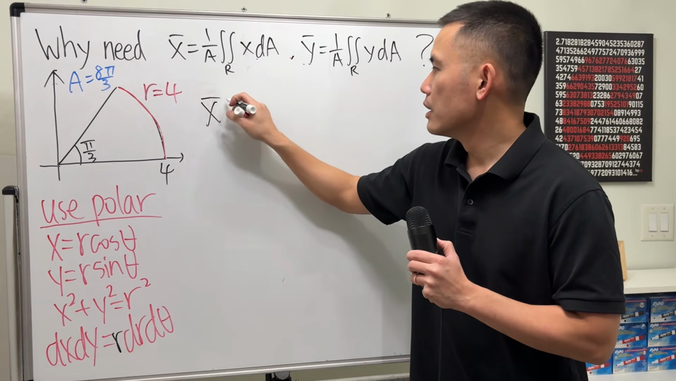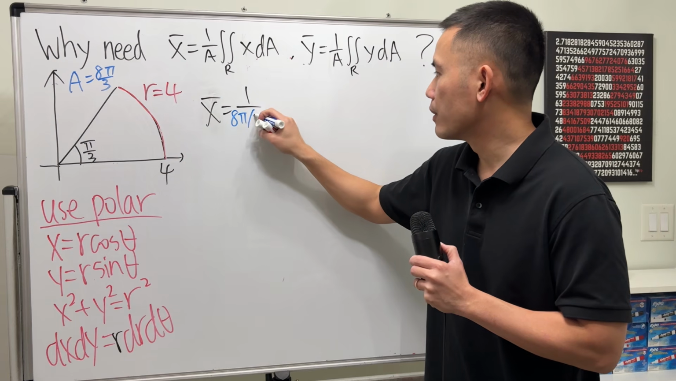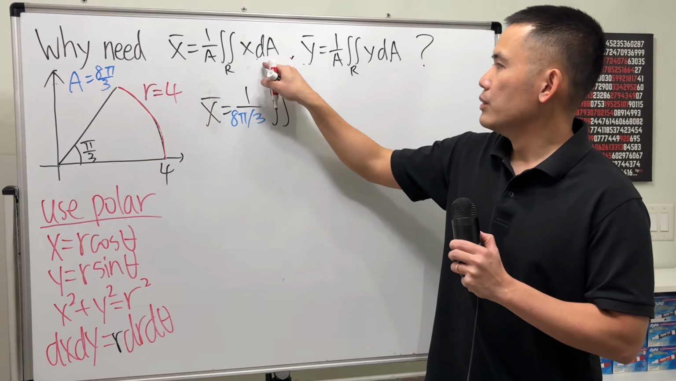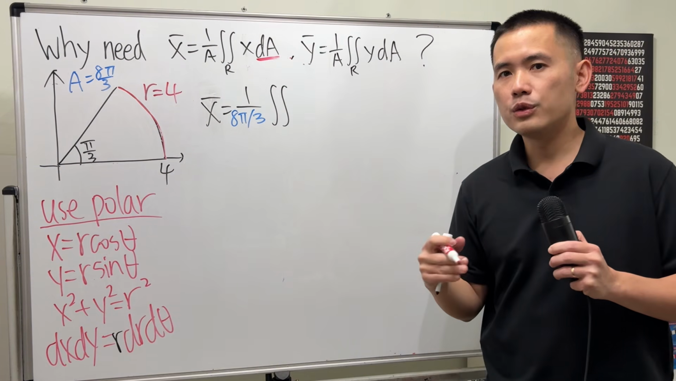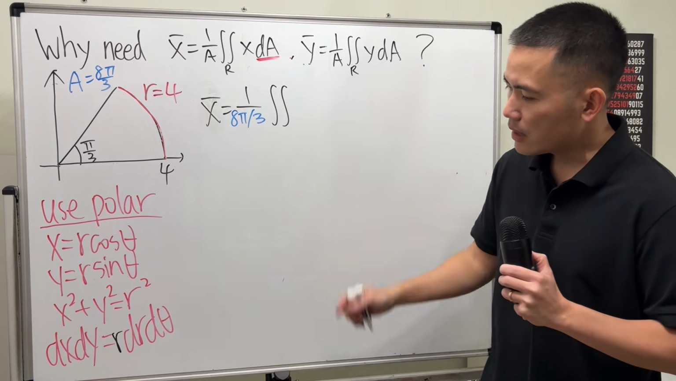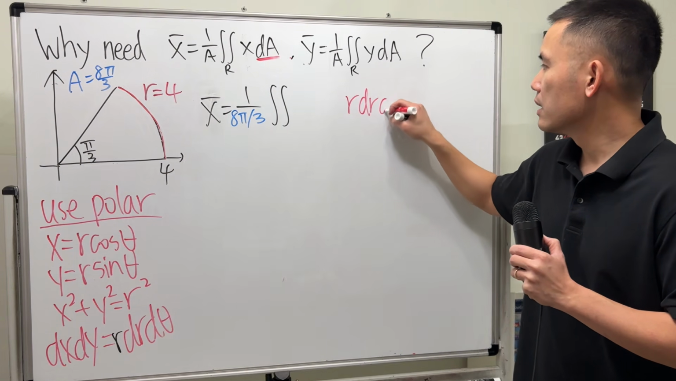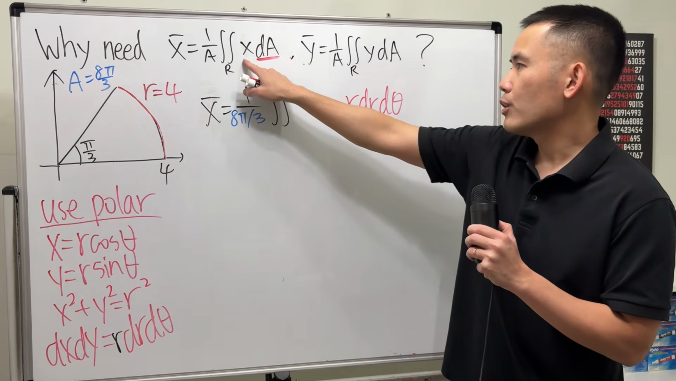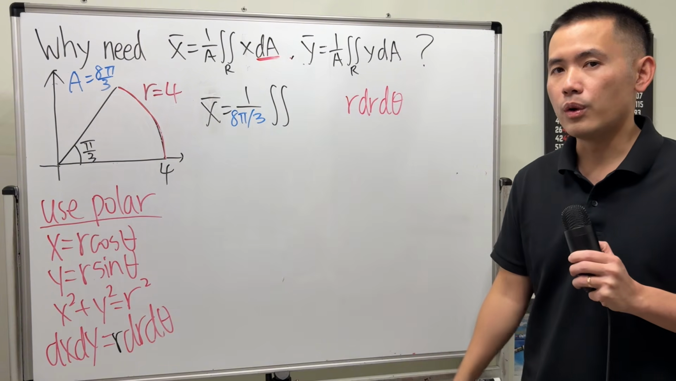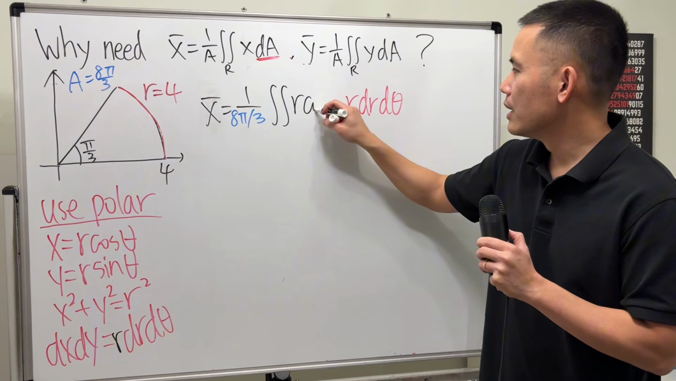Okay, x bar. We have 1 over A, and A is 8 pi over 3. And then double integral. Now here's the deal. Look at dA. This right here, in the rectangular sense, is either dx dy or dy dx. But don't put that down because we have this. Much better. So write down r dr d theta. But now, don't put down x right here anymore though, because x is not allowed in the r world. It's also not allowed in the theta world. Don't worry. We have this. So write down r cosine theta.